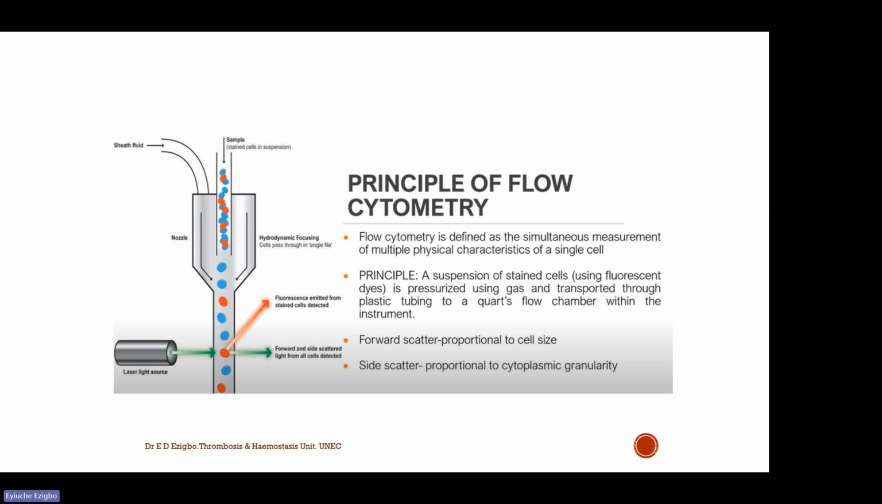We also have flow cytometry, which is advanced. Flow cytometry is defined as the simultaneous measurement of multiple physical characteristics of a single cell. The principle is that a suspension of stained cells using fluorescent dyes is pressurized using gas and transported through plastic tubing to a core flow chamber within the instrument. Forward scatter is proportional to cell size and side scatter is proportional to cytoplasmic granularity.